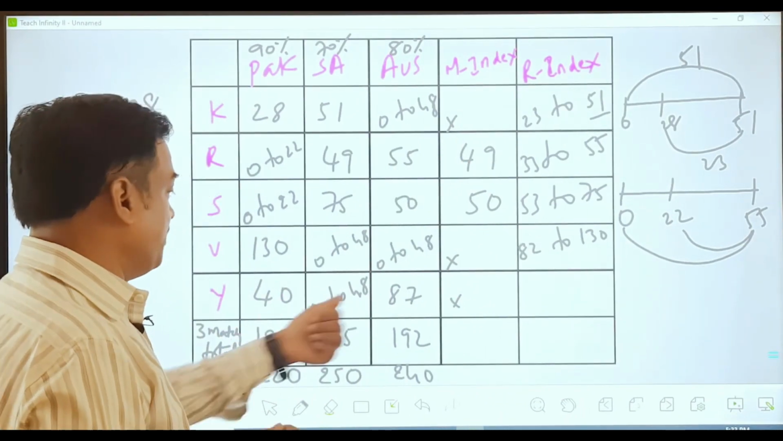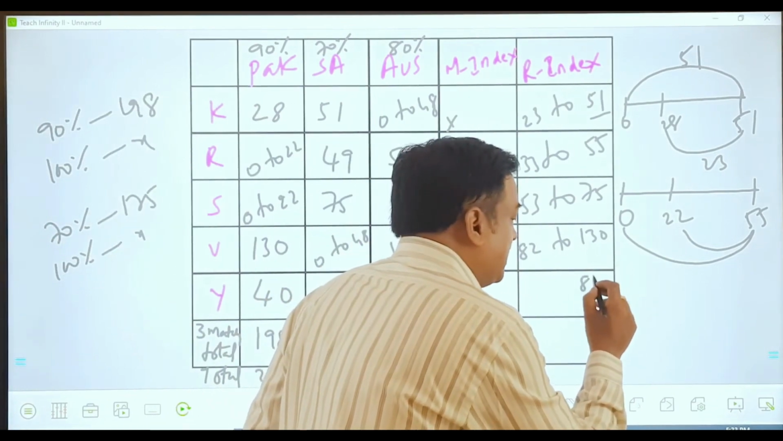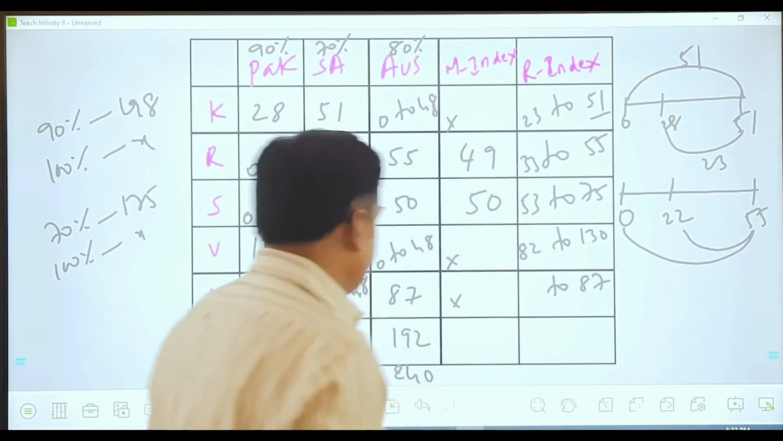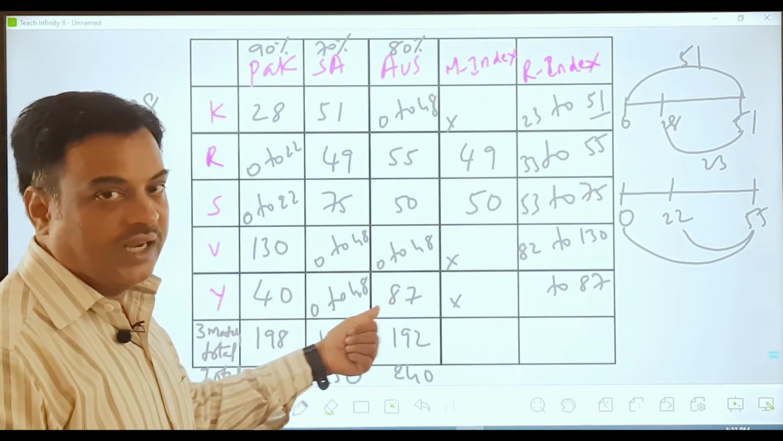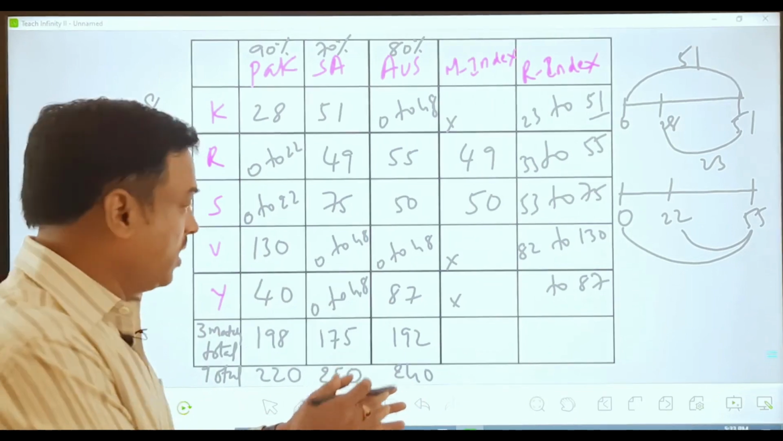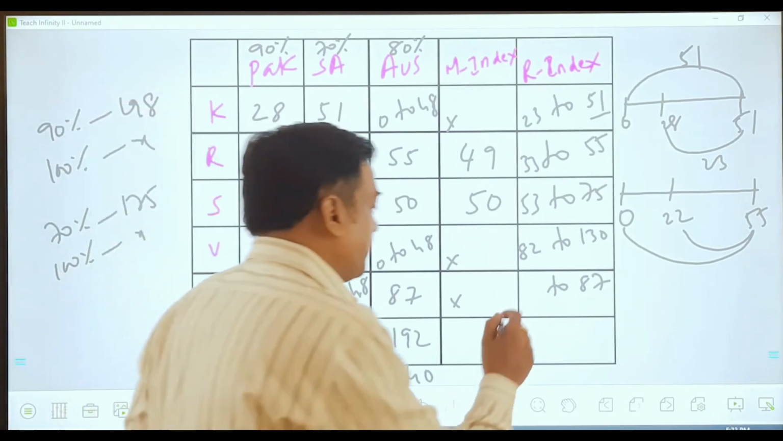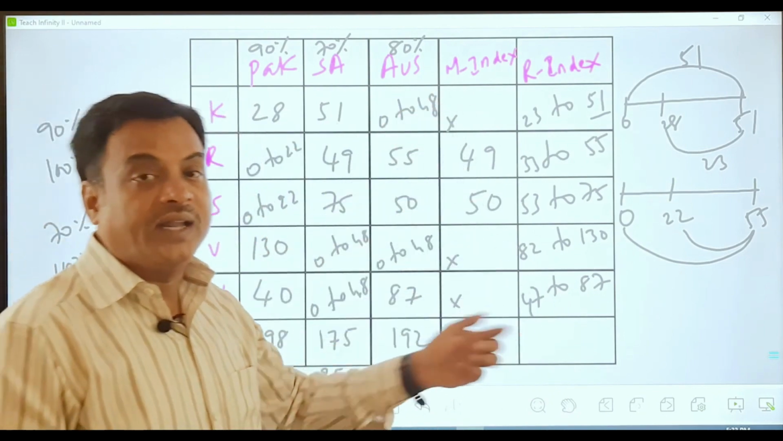And the last one here, 87 is the highest. 0 to 87, you get 87. And the least difference, here you see 48. 40 falls between 0 and 48. If I take 40 and 48, comparatively 48 is lower. So 40 and 87, the difference is 47 we have here. So I got R index numbers.